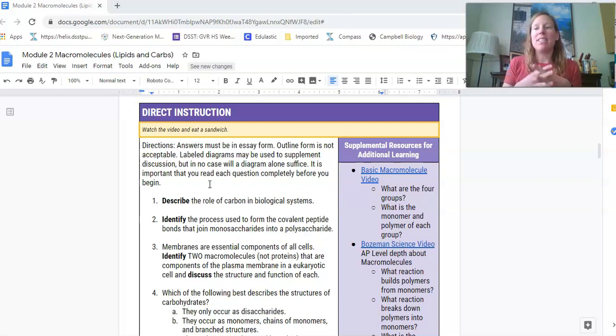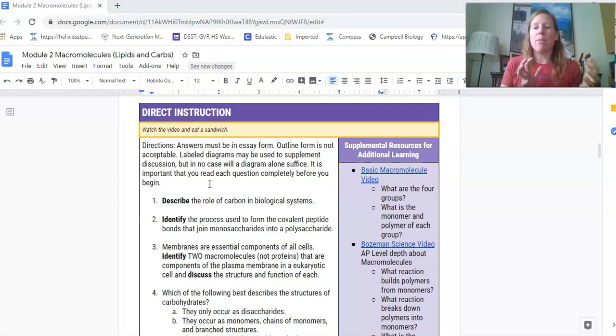Again, this is the macromolecules. You did your do now, so you remember a little bit about the 4 groups of macromolecules. What are the 4 groups of macromolecules? If you said proteins, lipids, carbohydrates, and nucleic acids, you are on the right track. Today, we're only focusing on lipids and carbohydrates. In Module 3, we will focus on nucleic acids and proteins.